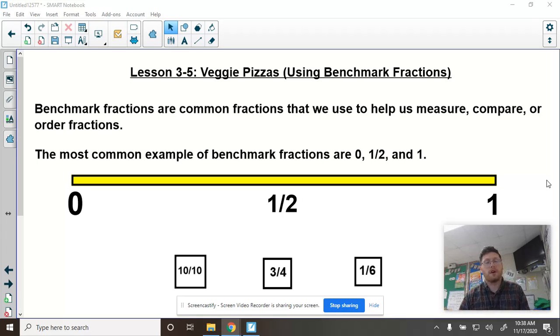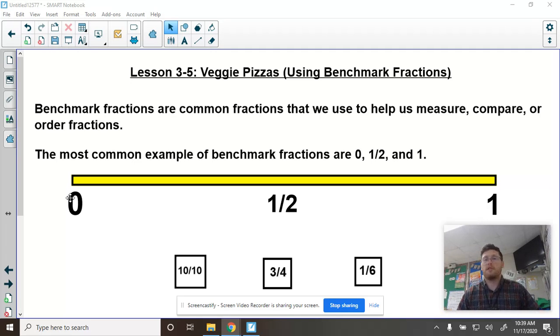All right, so first off, what is a benchmark fraction? Well, a benchmark fraction, these are common fractions that we use to help us measure, compare, and order our fractions. So what does that mean? Well, if I had a number line here, some of the most common benchmark fractions that we have are 0, half, and 1. So we have 0, so this is like 0 fourths. All right, so we'll use fourths as an example. 0 fourths. Well, then we have over here, the extreme is 4 fourths because that equals 1 whole.